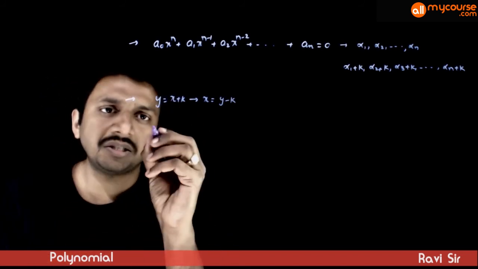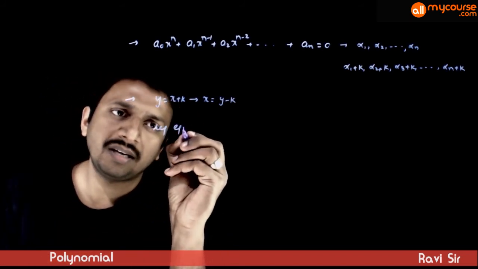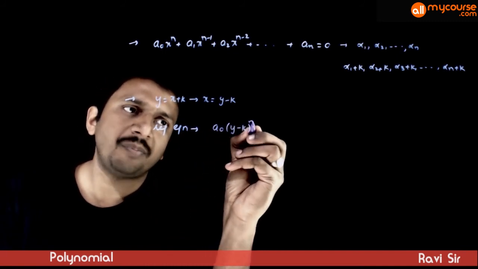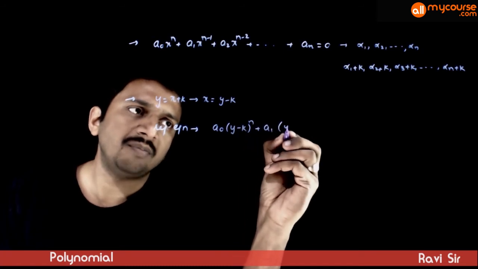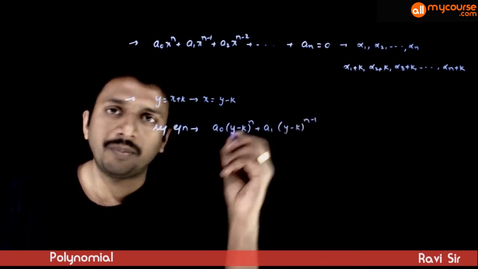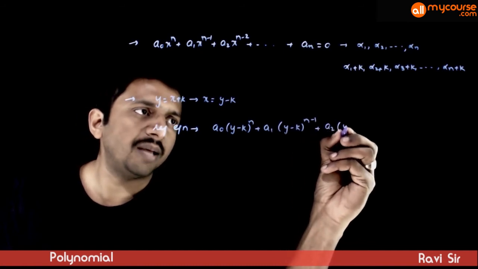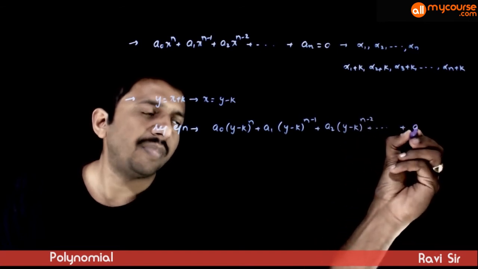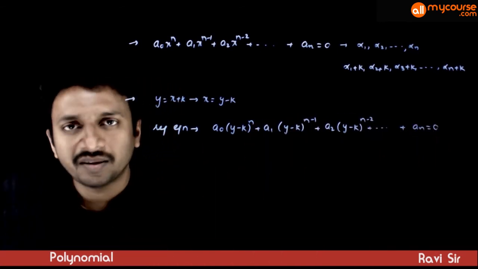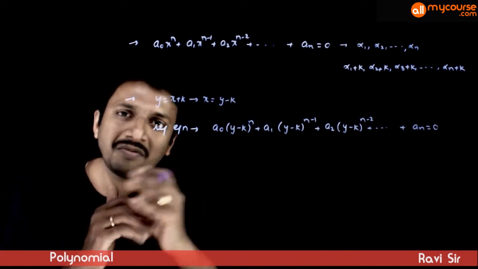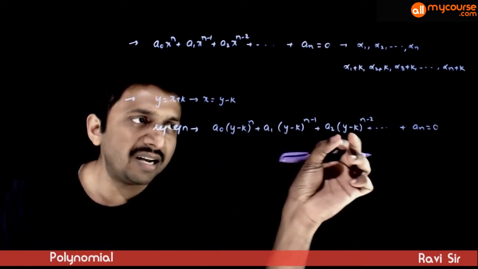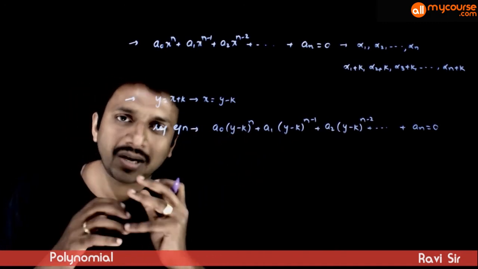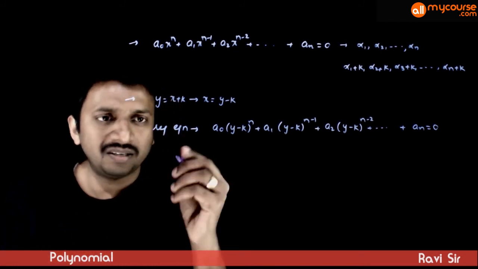So the required equation is a0 times (y minus k) power n plus a1 times (y minus k) whole power n minus 1 plus a2 times (y minus k) whole power n minus 2 plus so on plus an is equal to 0. Now the problem with this is that we need to expand each of these and collect the corresponding coefficients. So let us say that we have done all of that.